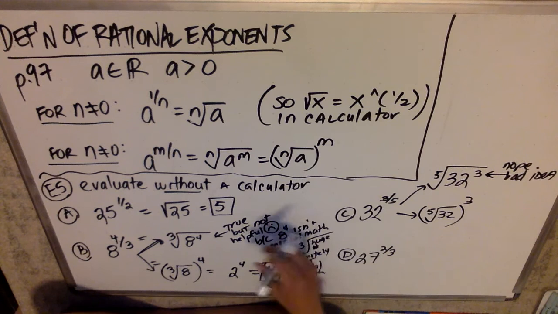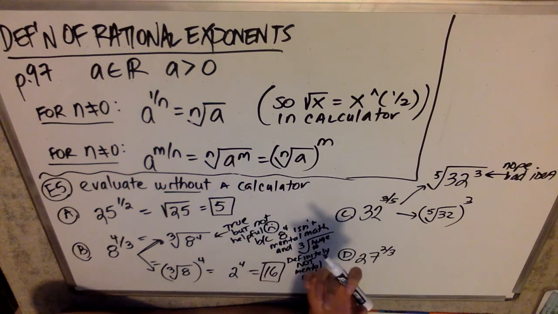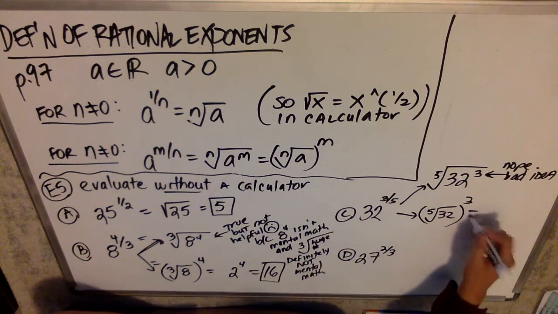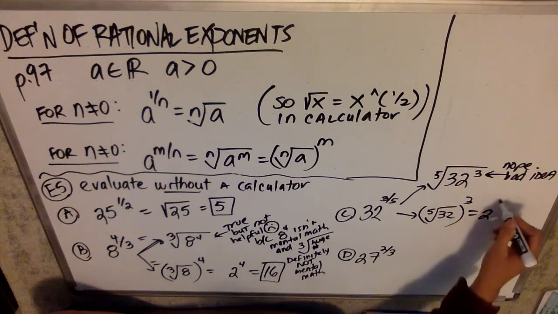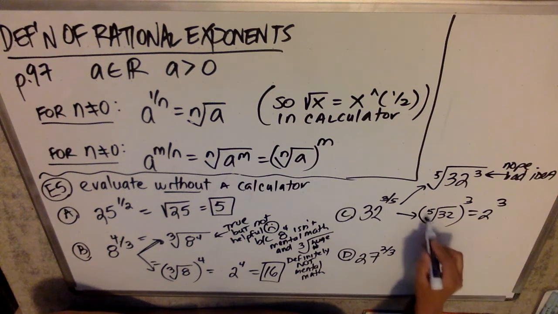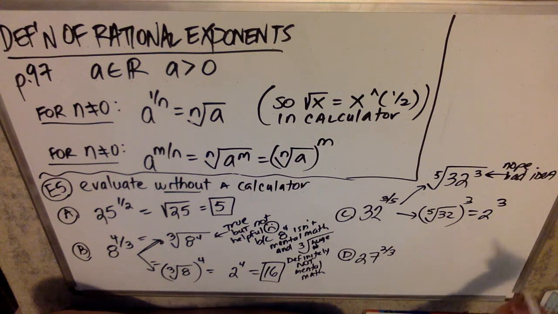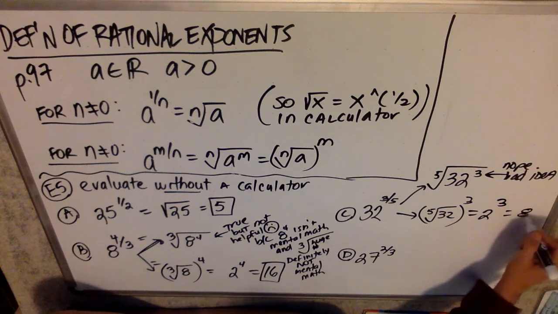Well, I know that 32 is 2 to the 5th because I memorized that list of things that I suggested people memorize. So this is 2 to the 5th, which means the 5th root of 32 will just give me a 2, right? So I get 2 to the 3rd, and my answer is 8.